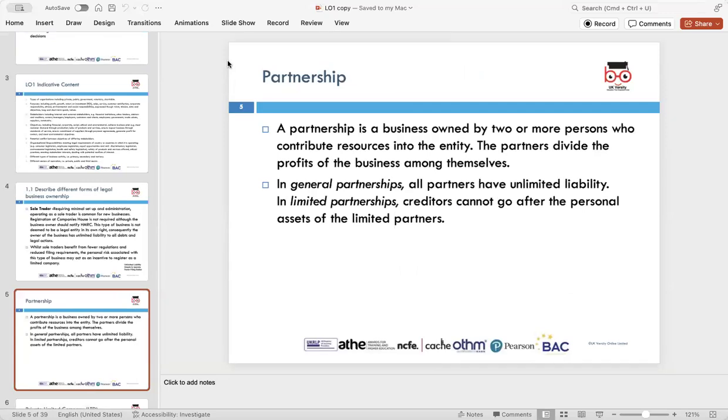Next is partnership. When two or more people share ownership of a firm and contribute resources to the entity, the business is referred to as a partnership. The partners each receive a portion of the profits generated by the business. Within a general partnership, each partner is subject to unlimited liability. Creditors are not allowed to pursue the personal assets of limited partners in a limited partnership to collect debts.